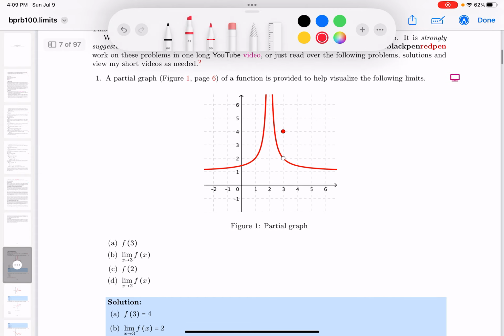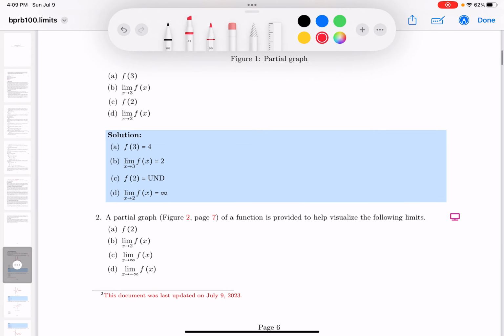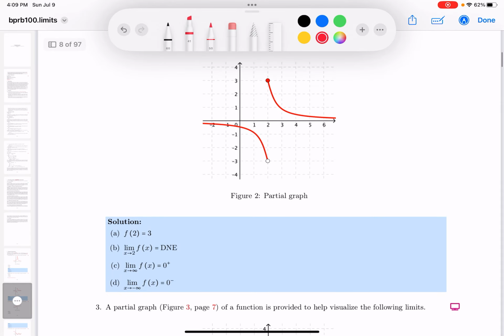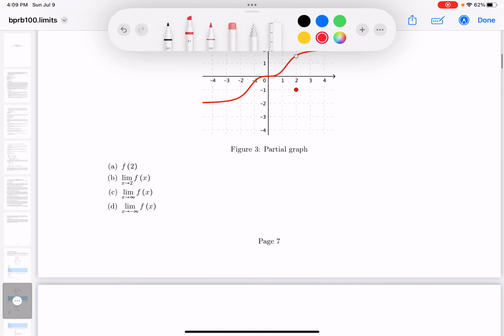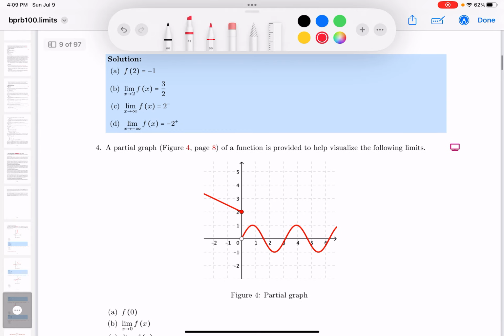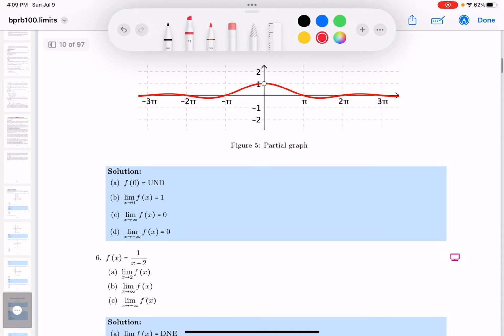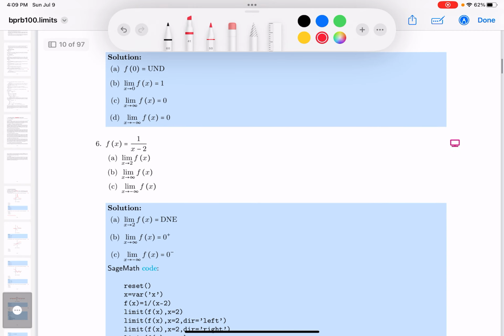Well, the first question, I noticed there's really nothing about Sage. The second question, really nothing about Sage. Third question, nothing about Sage. Fourth question, nothing about Sage. Fifth question, nothing about Sage. Sixth question, what am I noticing over here? I'm noticing code.